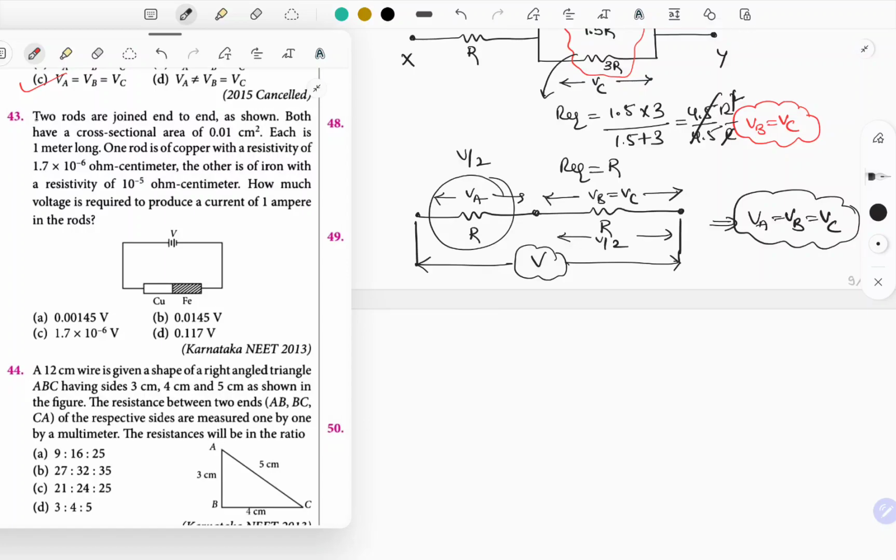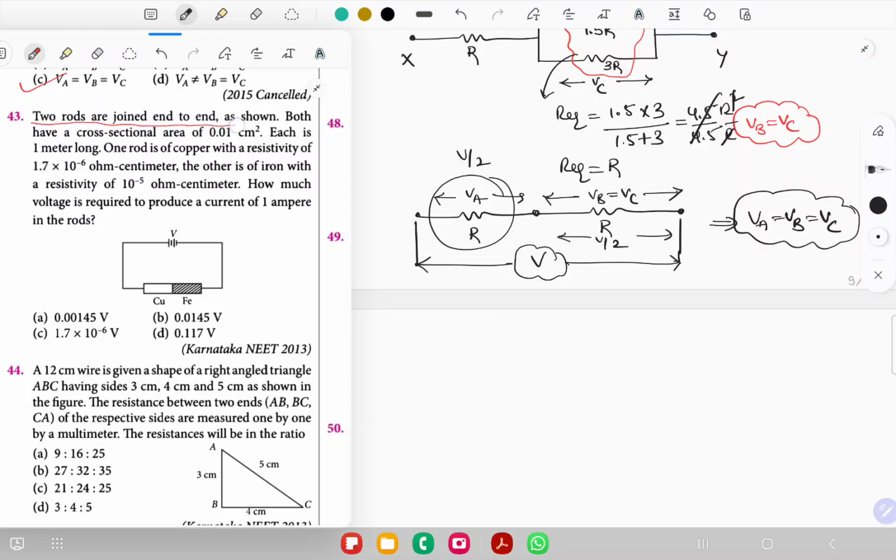Let's solve next question number 43. Two rods are joined end to end as shown. Both have a cross-sectional area 0.01 centimeter square and are 1 meter long. One rod is of copper with a resistivity of 1.7 into 10 power minus 6 ohm centimeter. The other is of iron with a resistivity 10 power minus 5 ohm centimeter. How much voltage is required to produce 1 ampere in this rod?